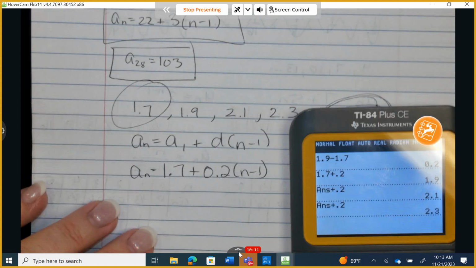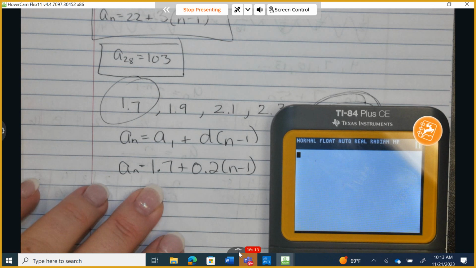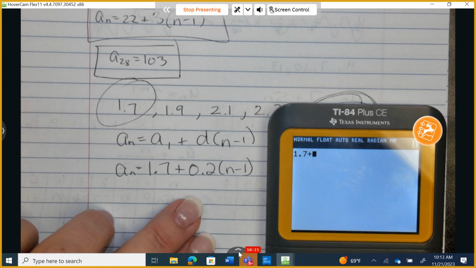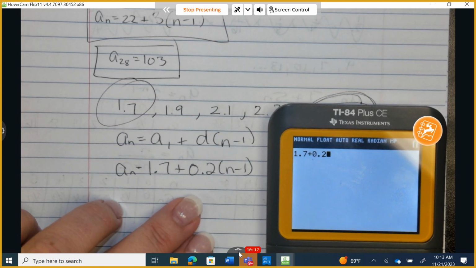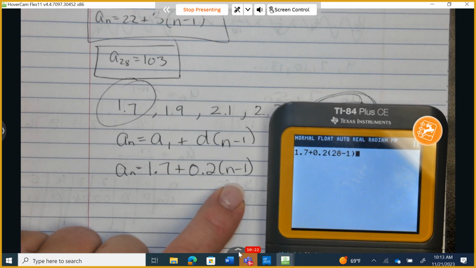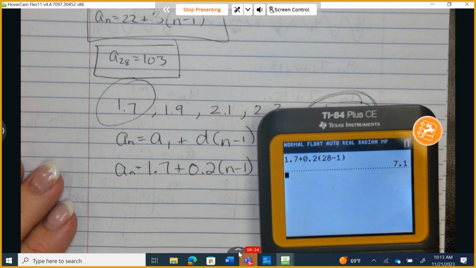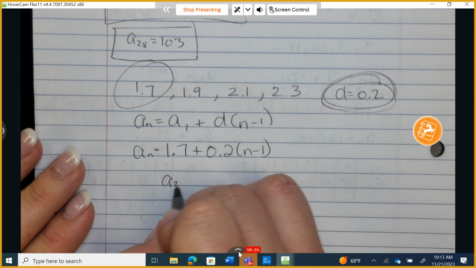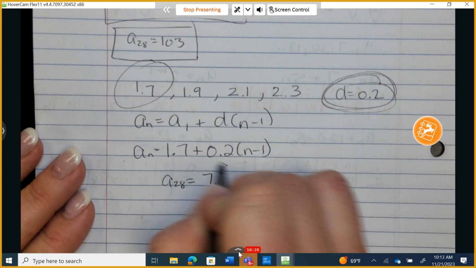So I don't need to do any more work here. I can just grab my calculator and go 1.7 plus 0.2, and we're trying to find the 28th term. 28 minus 1 gives us an answer of 7.1. But how do we correctly write that? The 28th term has an output of 7.1.